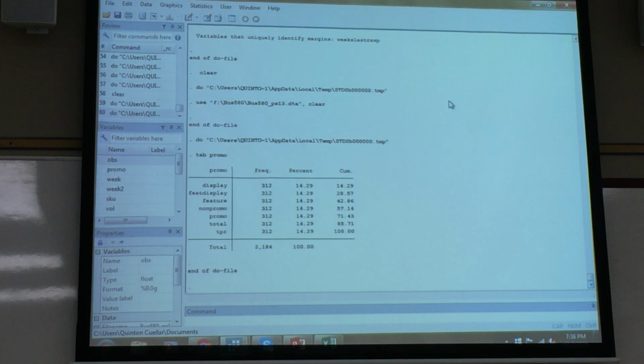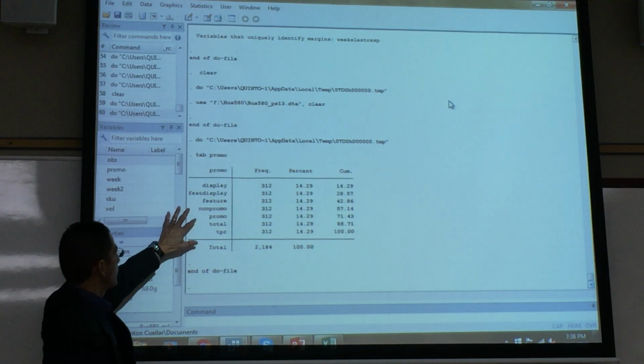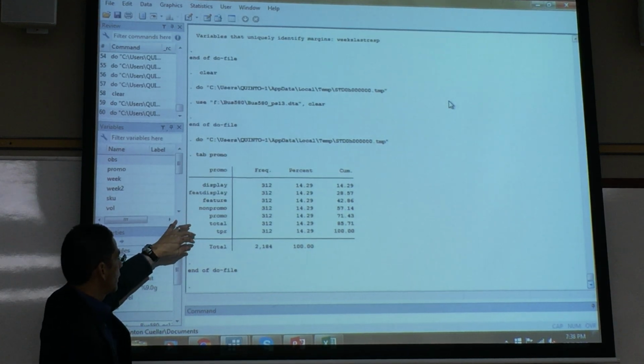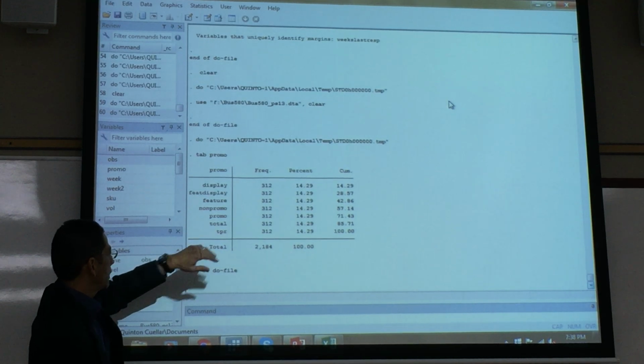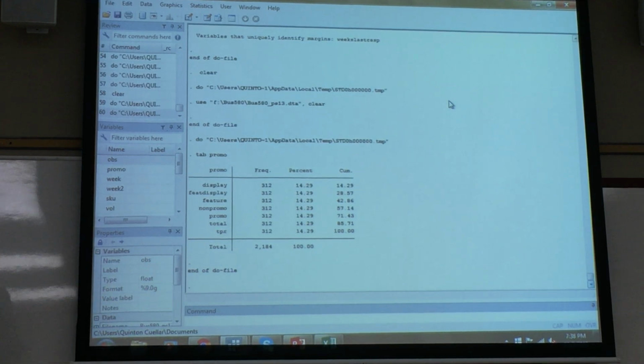So those are the main 3 types, but feature and display. The main types of promotional activities. What is non-promo? Means not promoted. And promo.